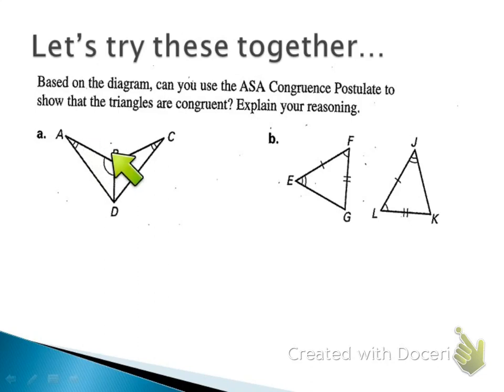So if it's not in between, then it'd be angle, angle, side. So this one's actually not going to work. These triangles are congruent, but not because of angle, side, angle. So part A is a no. But let's look at part B. Do I have angle, side, angle on part B? Yes, because we have angle, then the side, then an additional angle. Remember, the key here is that the side has to be in between the angles. So this one is a yes.